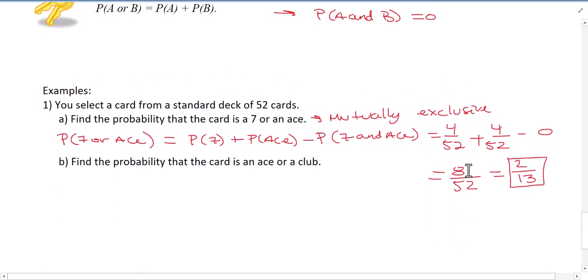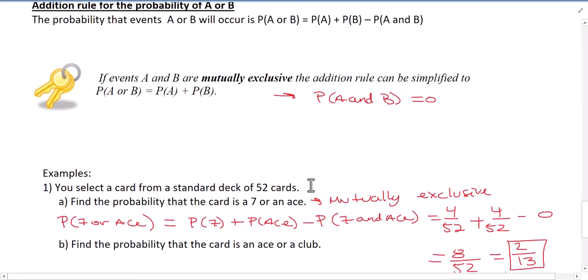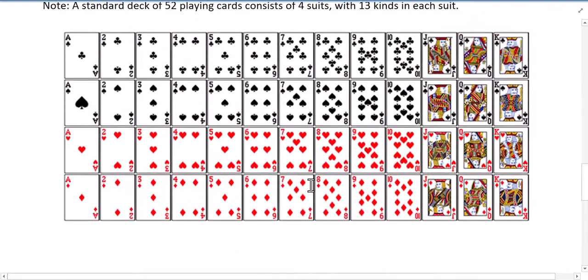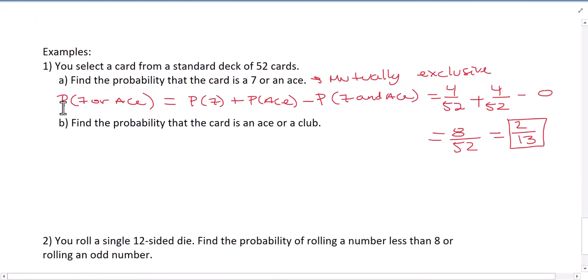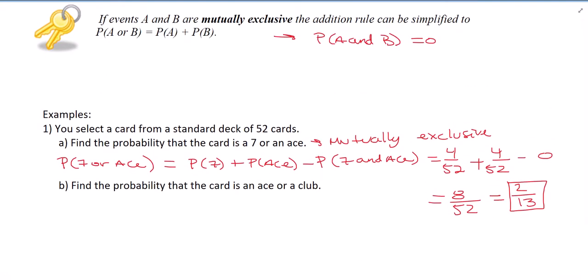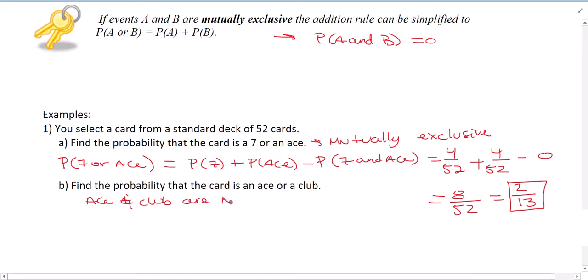Part B, find the probability that the card is an ace or a club. This one we saw earlier that these are not mutually exclusive. We can go back to our deck of cards and see that in our suit of clubs there is an ace. So ace and club are not disjoint, right? So not mutually exclusive. That means they can happen at the same time.